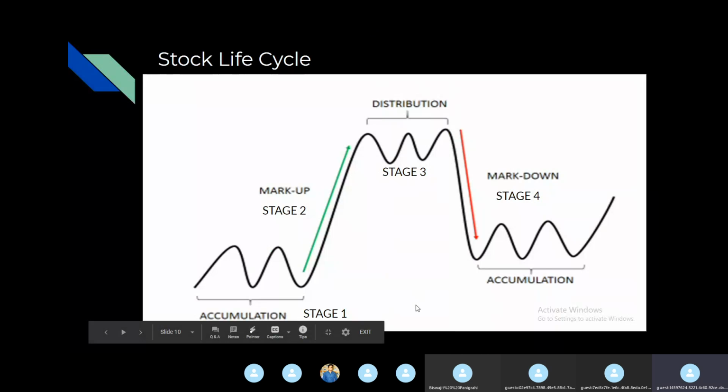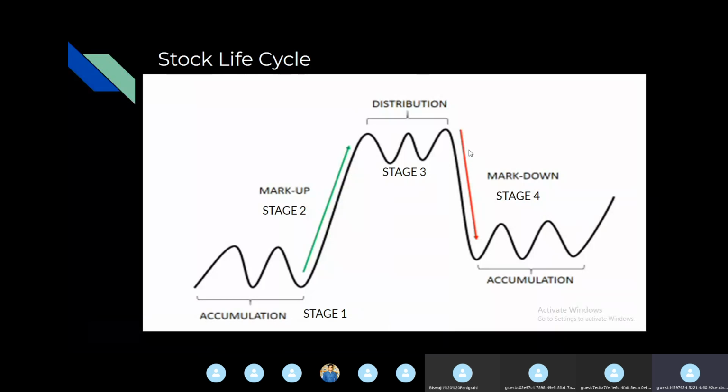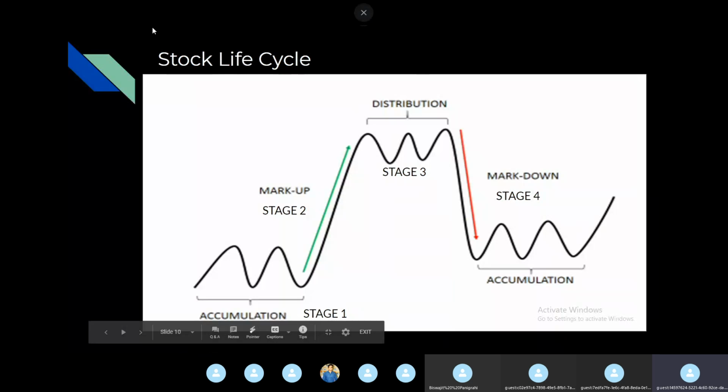Now we need to decide where we need to buy a particular stock. Or should I ask where we need to trade a stock? Trade or invest in a particular stock. Are we going to do it in the accumulation stage? Are we going to do it in the markup stage? Are we going to do it in the distribution stage or markdown stage? At what stage do we need to trade it?